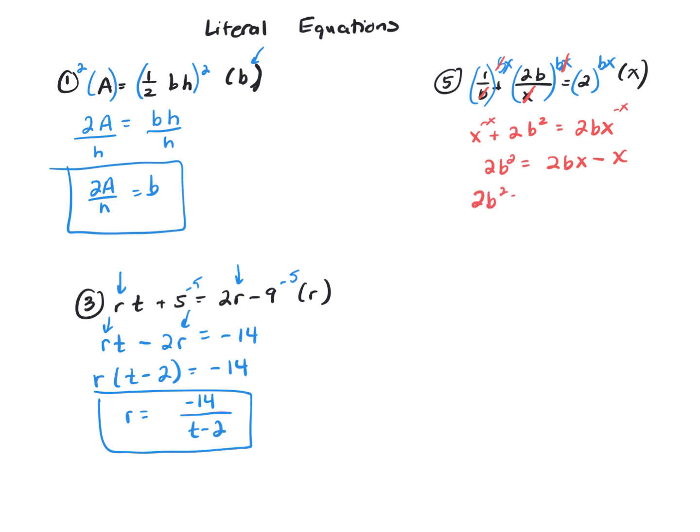And now let's factor that x out where we only see one x. That's 2b minus 1. And now we're going to divide both sides by 2b minus 1. So 2b squared divided by 2b minus 1 equals x.